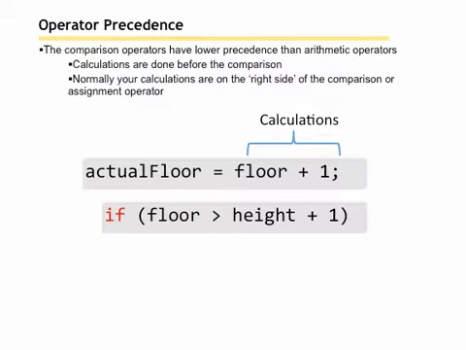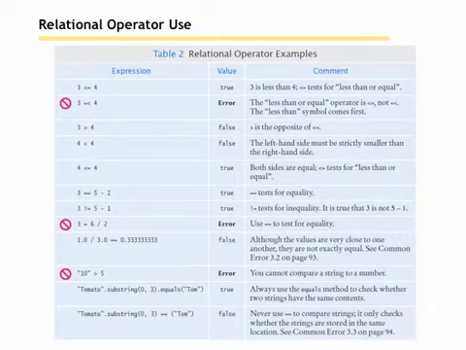Order of precedence. The order of precedence when performing Boolean expressions is arithmetic operators first, then relational operators, and finally logic operators, which we haven't gotten to yet. So if we say if floor greater than height plus 1, we do the height plus 1 first and then compare that result with floor. Here's an example of relational operators. You can hit the pause button and examine all of these yourself.